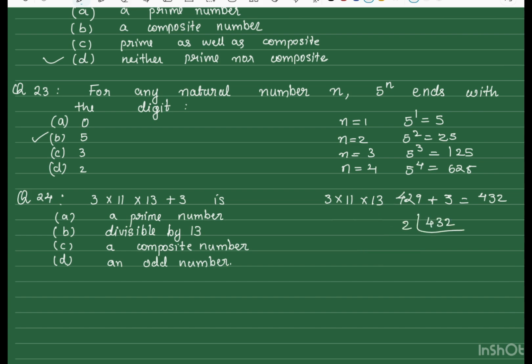432 can be divided by 2 since it ends with a 2. We get 216. Again divided by 2 we get 108. By 2 we get 54. By 2 we get 27.